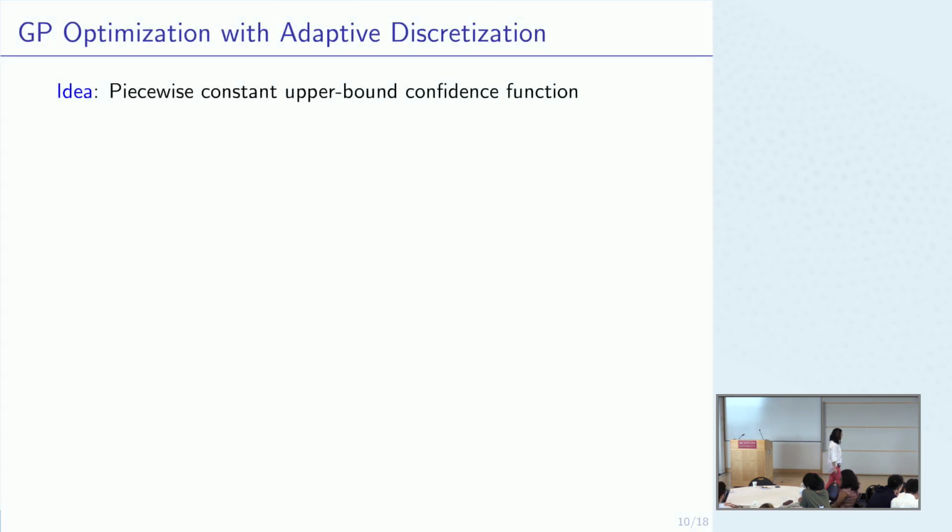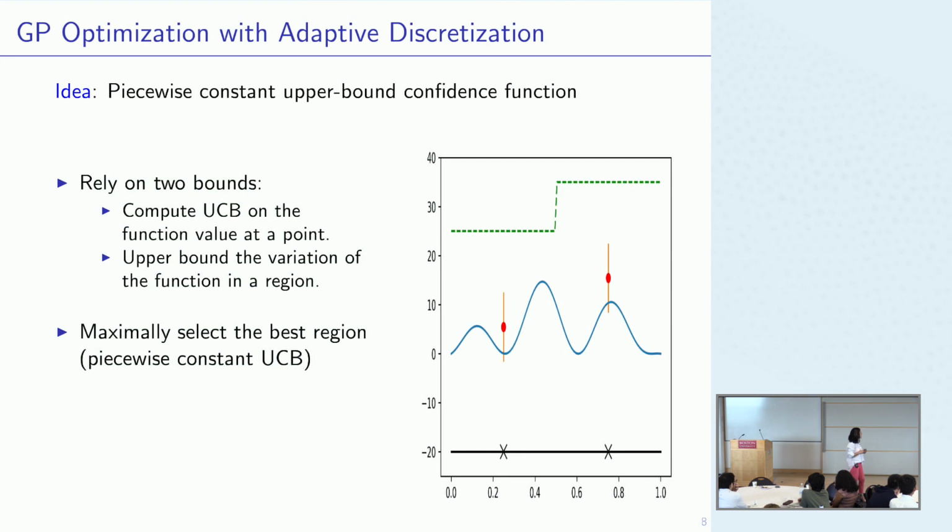So the idea is to do a piecewise constant approximation to the function. So what does that mean? I'm going to build an upper confidence bound at any given time for where the function could be. This upper confidence consists of two terms. One is my expectation about the value of the function at a point that I have evaluated, plus some sense of the variability of the function. And I'm going to do this adaptively in time. So this is a good picture to start with.